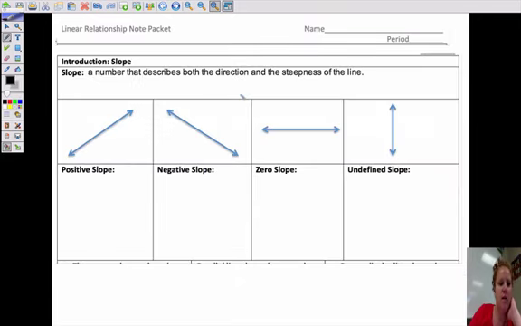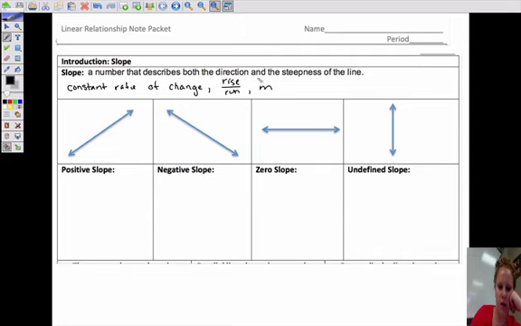If you go up to the top of your note sheet now, slope, the definition for this is a number that describes both the direction and the steepness of a line, okay? And why don't you make a note there also that we call it the constant rate of change, and we call it the rise over the run, and we call it m.